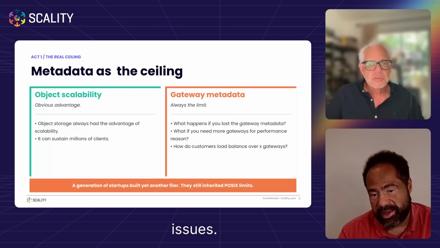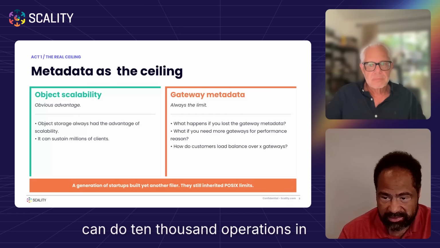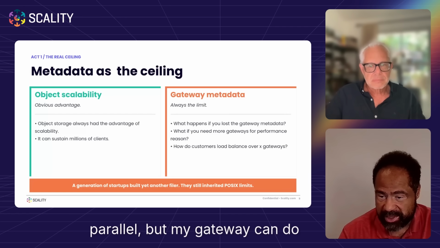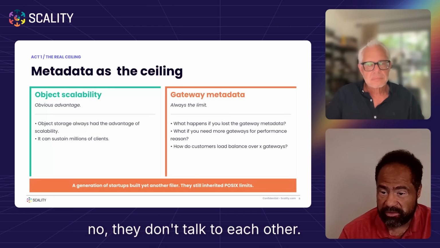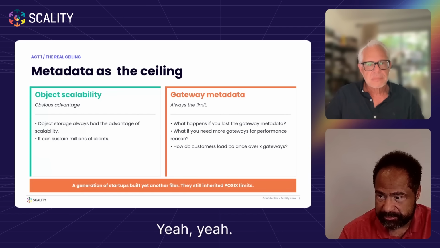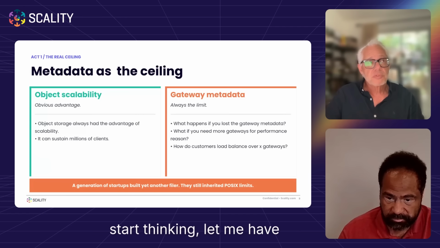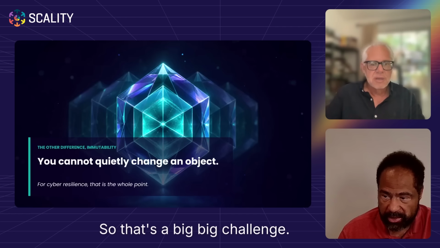security and access issues. And some of the confusion comes from: I just bought an object store that can do 10,000 operations in parallel, but my gateway can do five, right? And so should I add more gateways? Oh no, they don't talk to each other. So you have this impedance mismatch in a way. That's true, because people would start thinking, let me have multiple gateway instances, but they don't see each other. Right. So that's a big, big challenge.